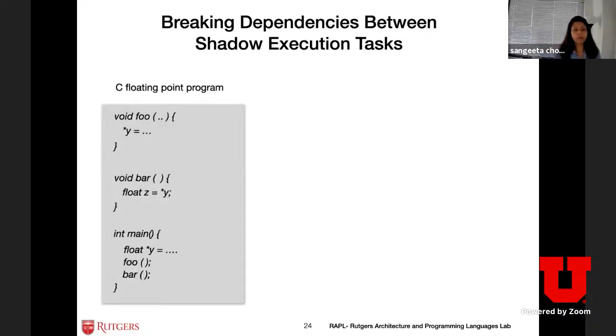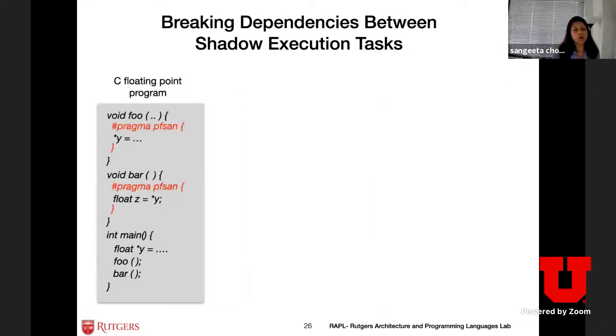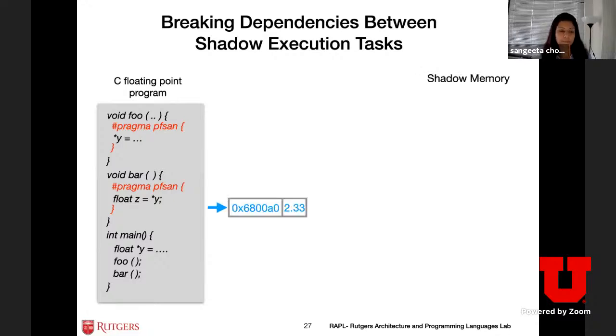Suppose you have a program in which the main function calls functions foo and bar. As can be seen, function bar accesses memory which was written in function foo. Now, the user might want to run shadow execution of functions foo and bar in parallel. Hence, the user can mark the functions using the pfs pragma as shown in red. Our compiler would automatically generate the code in higher precision and instrument the original program and shadow tasks to communicate via a buffer at appropriate points.